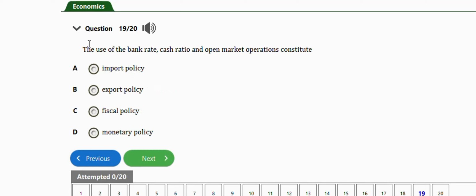Next question is this one. It says the use of bank rate, cash ratio, and open market operation constitutes import policy, export policy, fiscal policy, monetary policy. The right answer is option D, which is monetary policy.